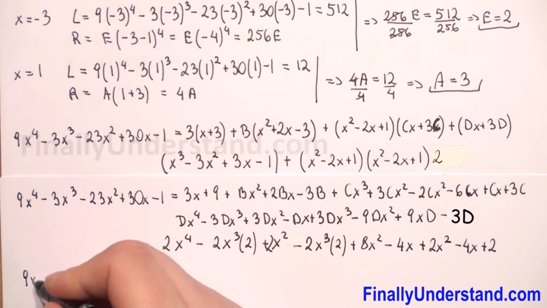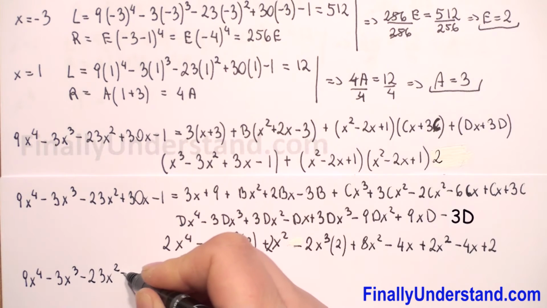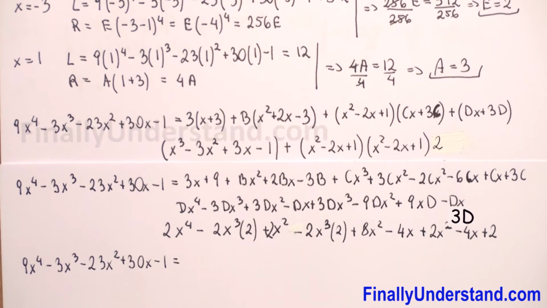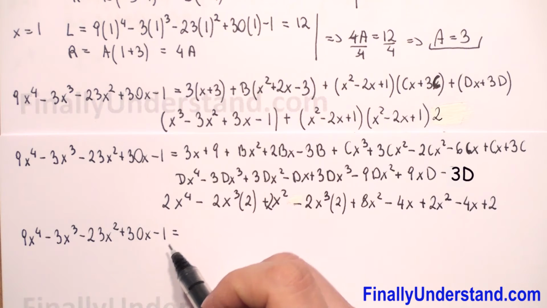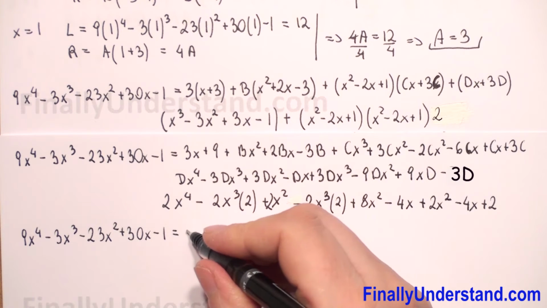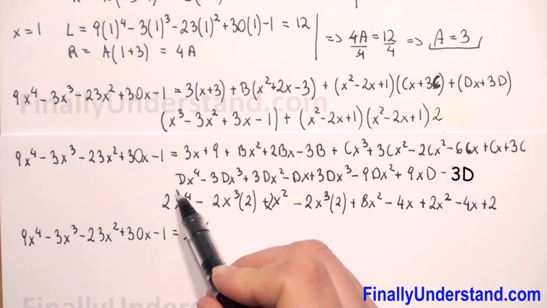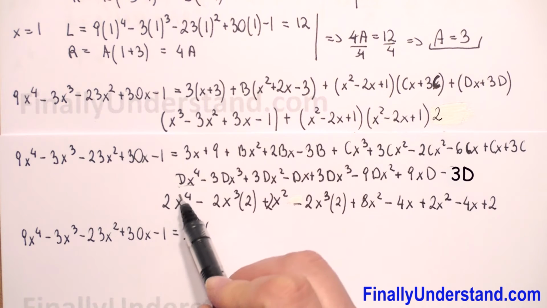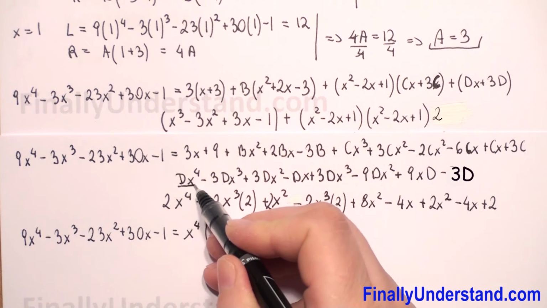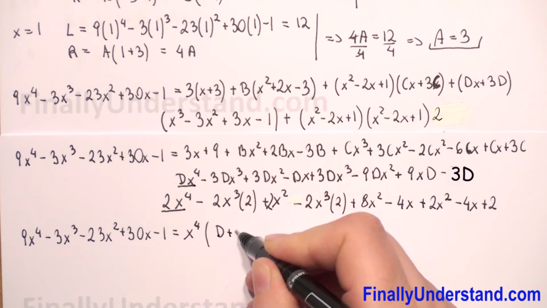We have 9x to fourth power minus 3x cube minus 23x square plus 30x minus 1. This is equal. And on the right side we will combine the like terms, first with coefficient x to fourth power expression. So we have dx to fourth power only and 2x to fourth power, so it will be d plus 2.